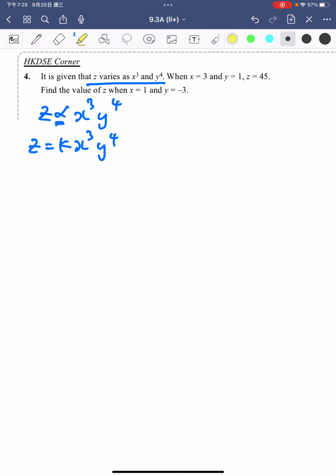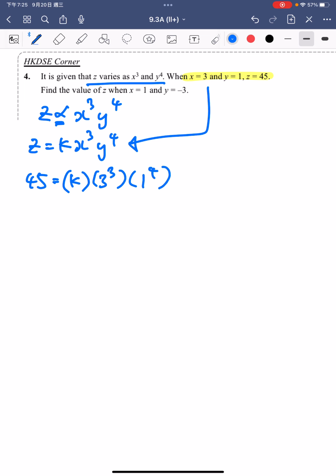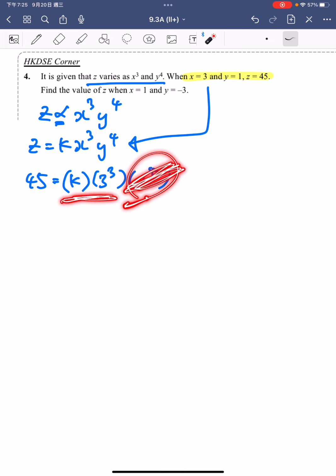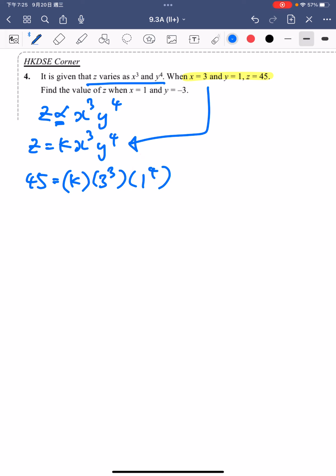And the condition we have is x, y, z. So we can put it back into our formula to get 45 is equal to k times 3 cubed times 1 to the power of 4. So 1 to the power of 4 just gives you 1, and anything times 1 gives back the same thing, so we just ignore this 1 to the power of 4. Then we have 45 is equal to k times 27. Then we have k is equal to 45 divided by 27.